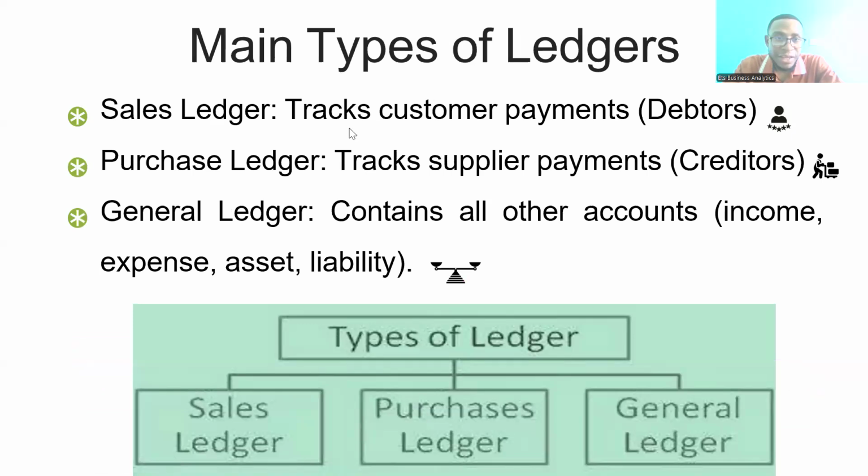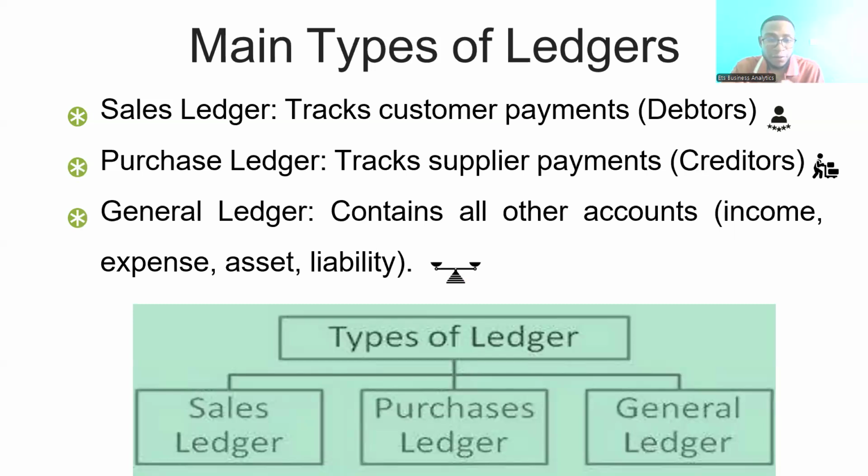You have your sales ledger, which tracks customer payments or the debtors. You have your purchase ledger, which tracks supplier payments. Most of us go to the market and buy, but we never track it. Very, very bad, very poor data management. The general ledger contains everything, all other accounts: income, expenses, and assets. So you're supposed to have a book.